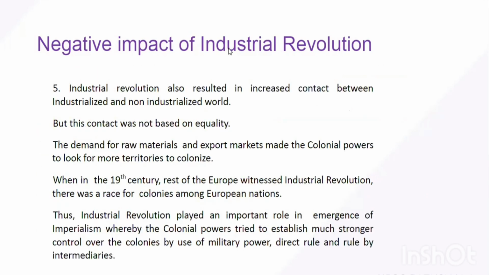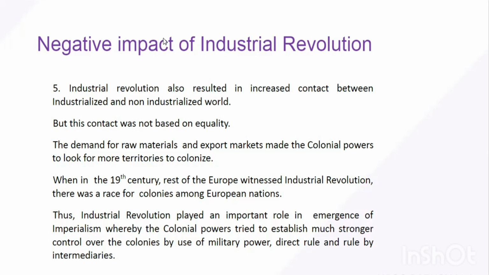Okay. The next important impact of industrial revolution was that it resulted in increased contact between the industrialized and non-industrialized world. Now, England, in order to keep up its system of production, was always in search of new markets. And definitely, where were these markets? These markets were in the underdeveloped countries of Asia and Africa.